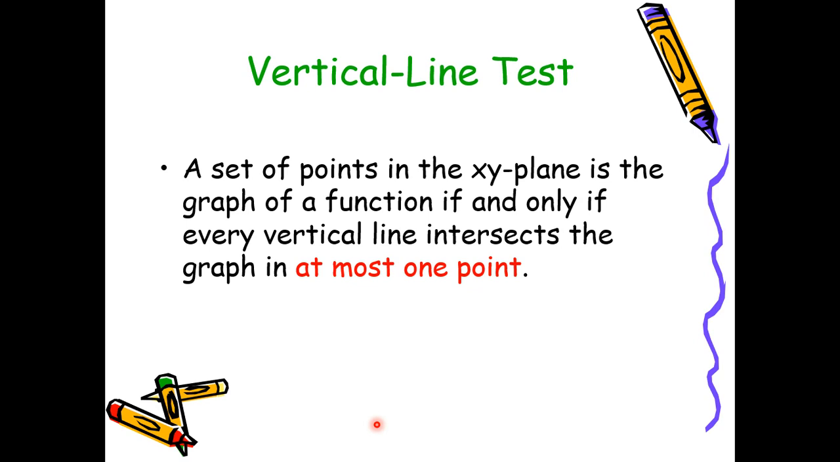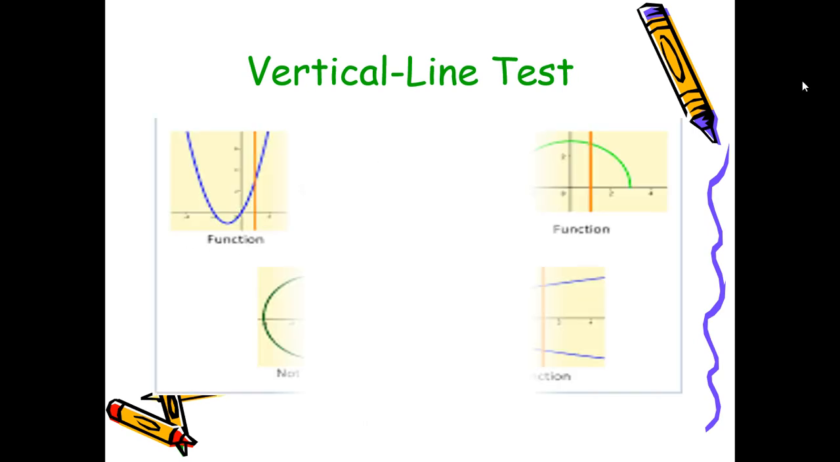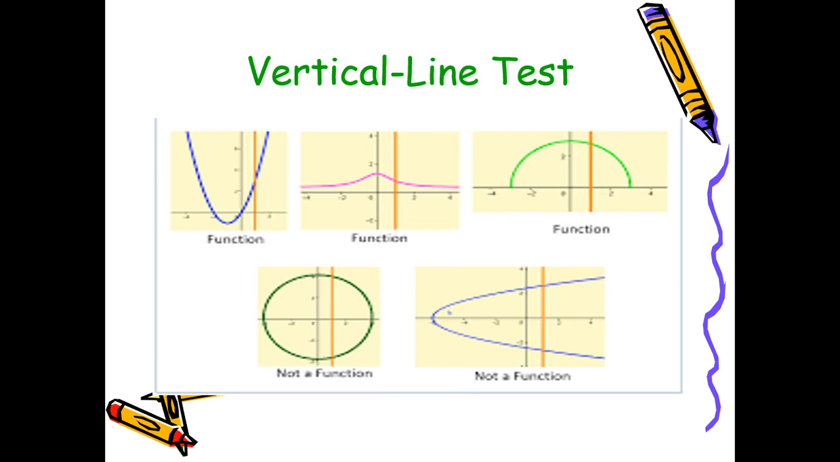So the teacher will show you some graphs to demonstrate how the vertical line test is used. So those are the examples of using the vertical line test. Let's start with the first graph, which is this one. This graph is a quadratic function, a parabola that opens upward.